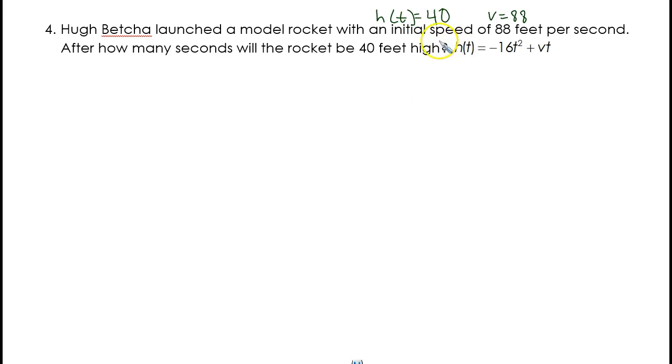All right, so we know that we can plug in 40 for h of t. Negative 16t squared plus, and then v is going to become 88. And then t is still a variable. We don't know the answer for that. So here we have a quadratic: 40 equals negative 16t squared plus 88t. We want to solve this quadratic.